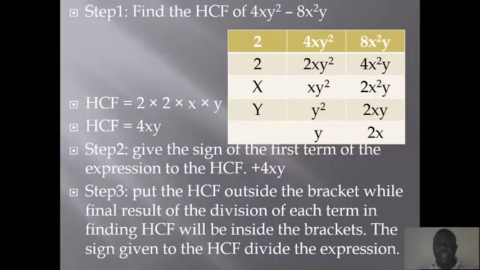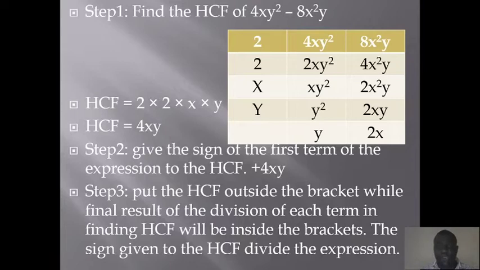Every term that you use must be able to divide 4xy squared and also 8x squared y. So the first term we use here is 2. When 2 divides 4xy squared, it gives us 2xy squared. And when 2 divides 8x squared y, we have 4x squared y. 2 again divides through, we have xy squared, and we also have 2x squared y.